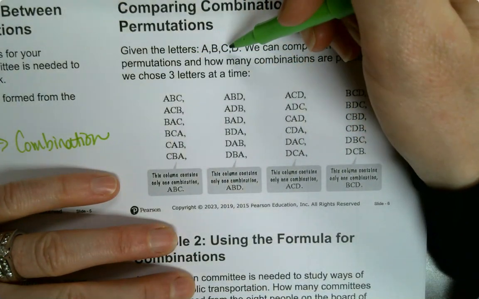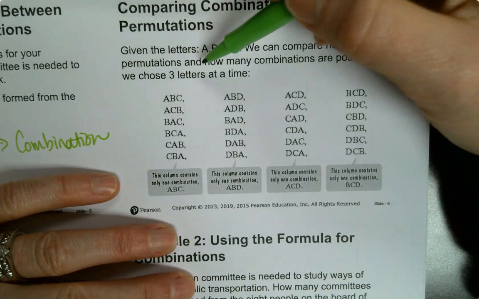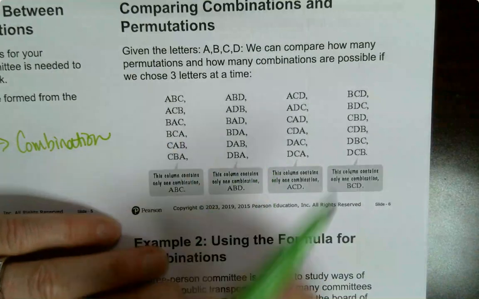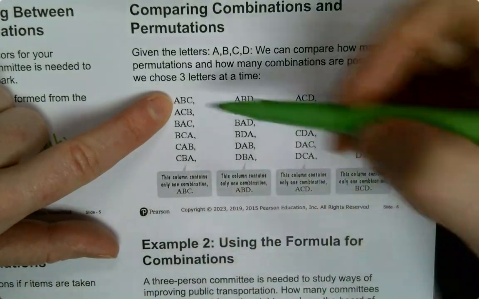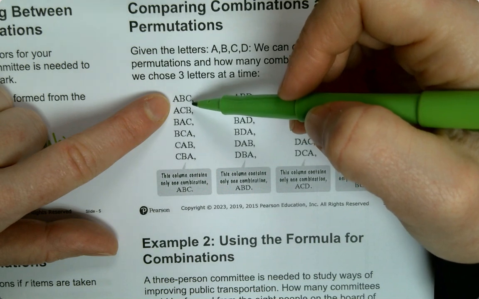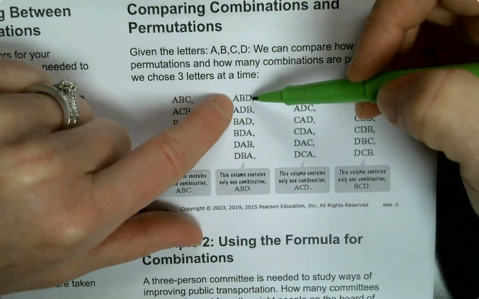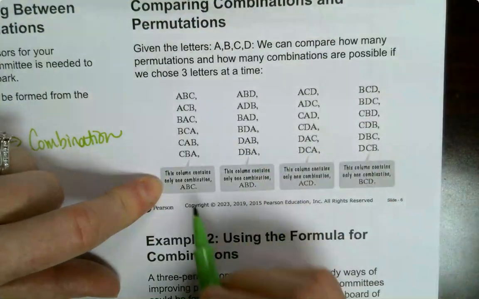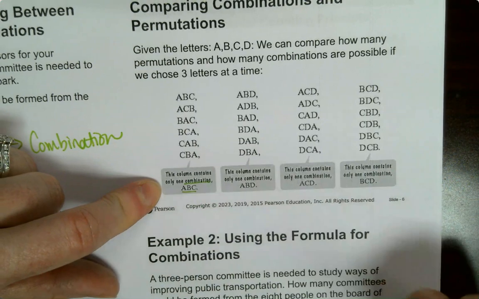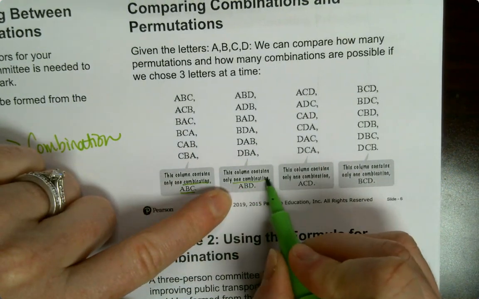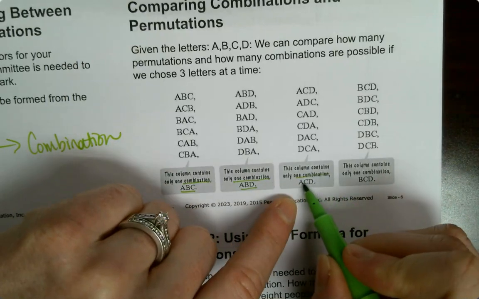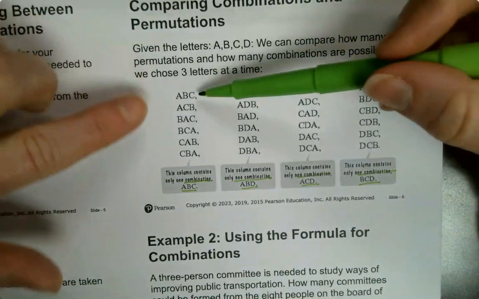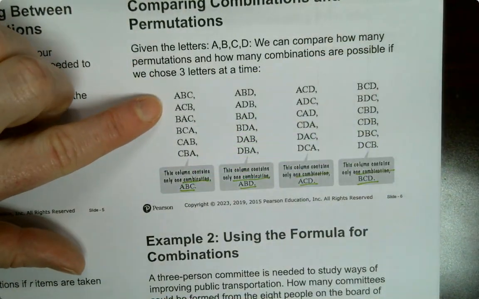Given the letters A, B, C, and D, we can compare how many permutations and how many combinations are possible if we choose 3 letters at a time. So this is listing out all the different orders for A, B, and C, right? A, B, D, A, C, D, and B, C, D. This column contains only one combination, A, B, C. This column contains one combination, A, B, D. This is one combination, A, C, D, one combination, B, C, D. So it's combinations, but if you change the order, those are permutations.